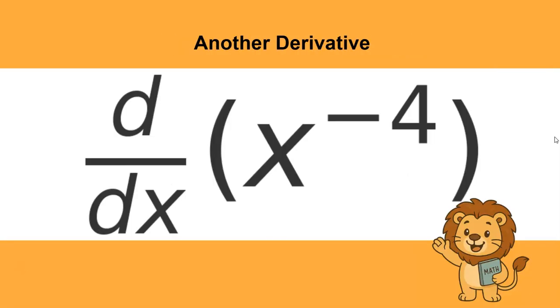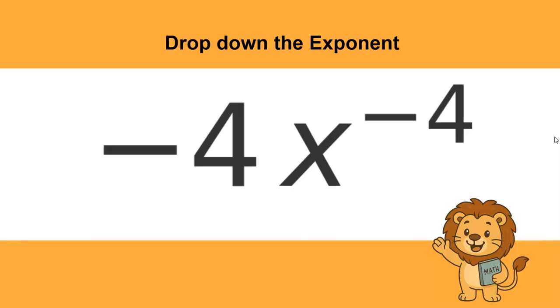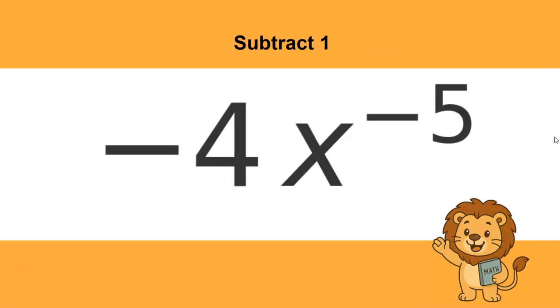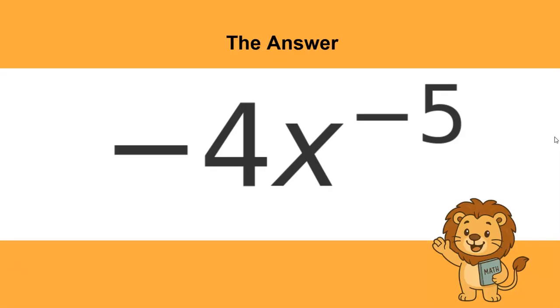So let's do another example. For this, it'll be the derivative of x to the power of -4. The first step is to bring the exponent down. Second step is to subtract 1 from the exponent. Now remember the number line. A negative number is moving to the left on the number line. And here we have the answer.